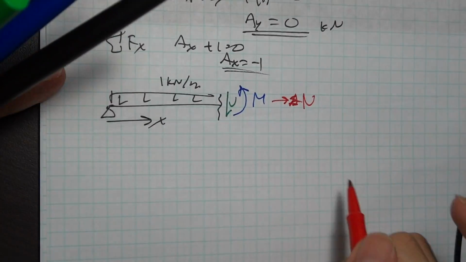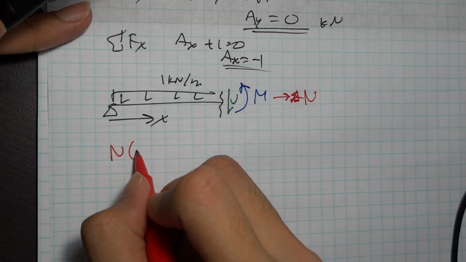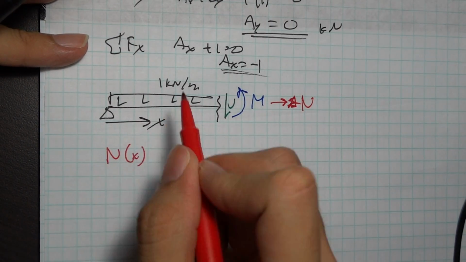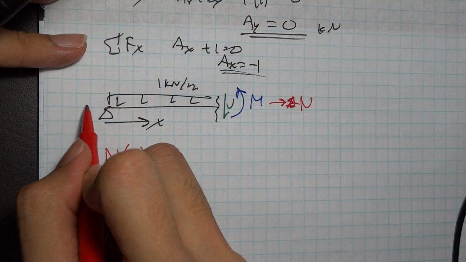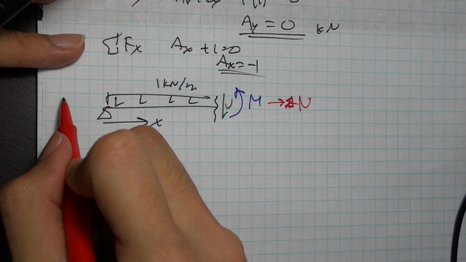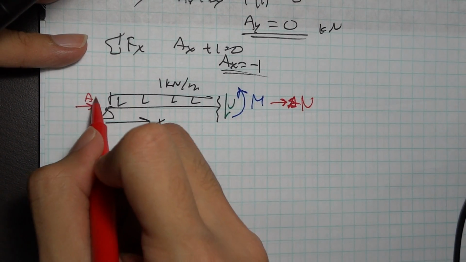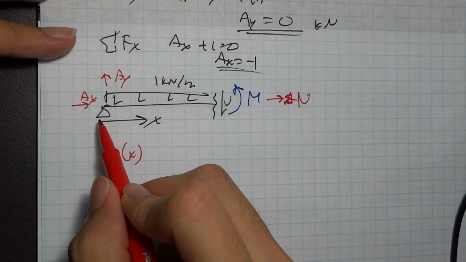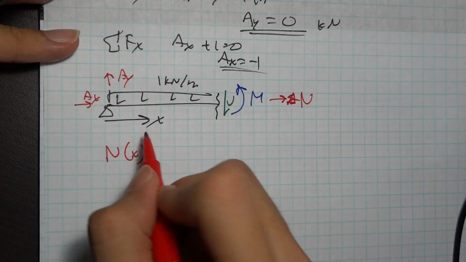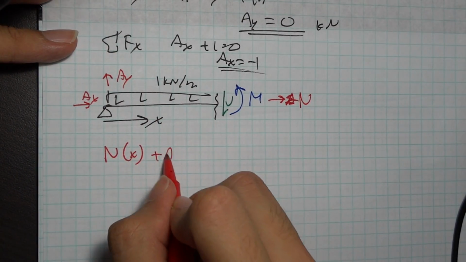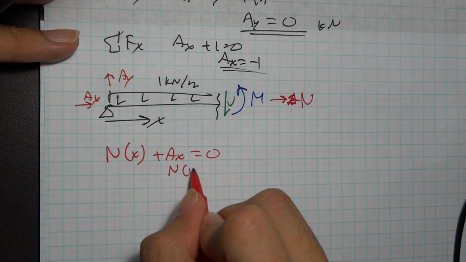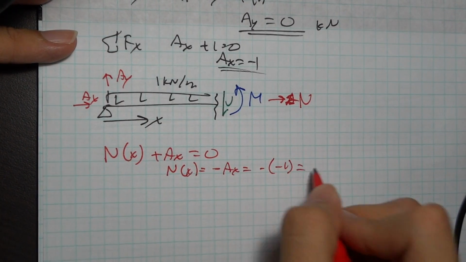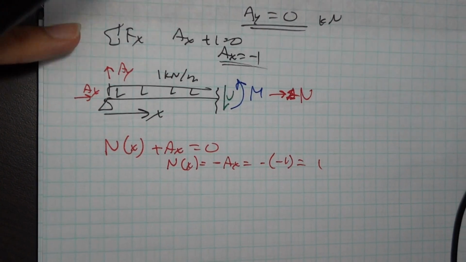Okay, so for our N of X, it's just the forces that are acting axially. So what forces do we have acting axially? Well, we have Ax, Ay, and our Ax is equal to -1. So let's write it this way: plus Ax plus N of X equals 0, N of X equals negative Ax equals negative -1 equals 1. And that is our axial force.